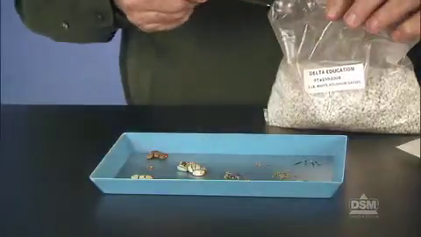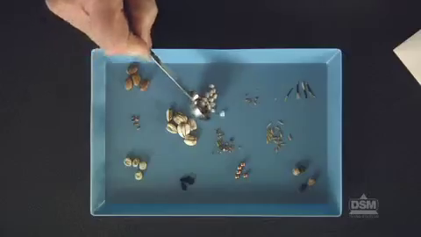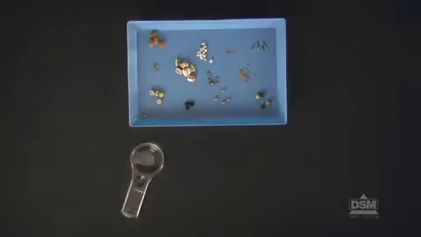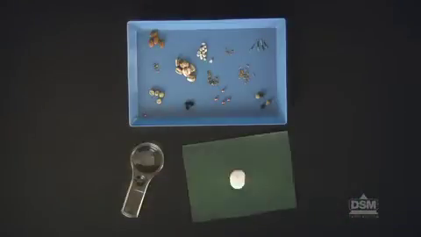Also, place a half teaspoon each of the gravel, vermiculite, and copper pellets on each tray. Hang the Things We Notice chart in the classroom. Each team of 2 will need a magnifier, a tray of seeds and other objects, and some glue.